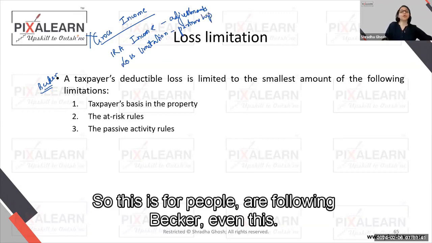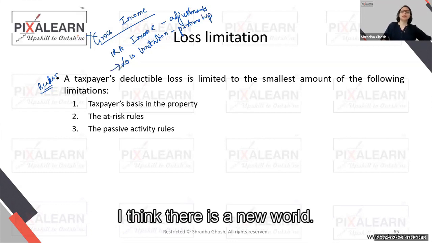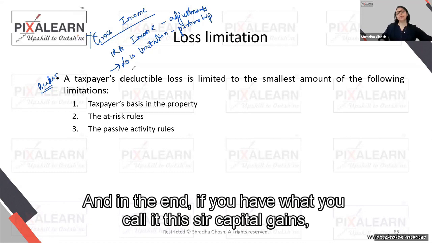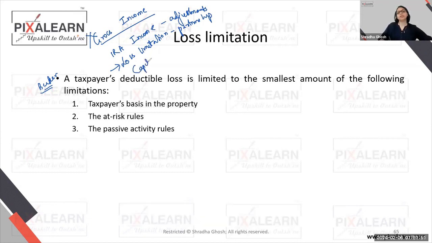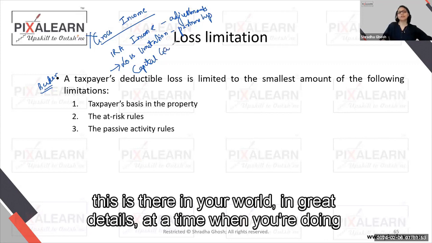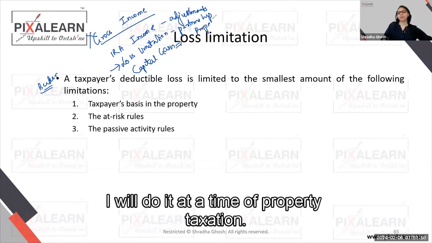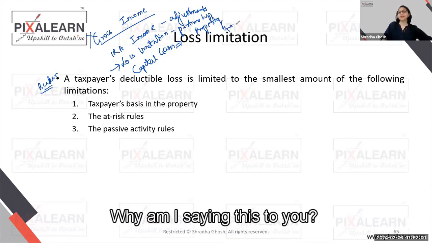So this is for people who are following Becker. Even this, I think there is a new world. And in the end, the capital gains, this is there in New World in great detail at the time when you're doing gross income. I'm not doing it now. I will do it at the time of property taxation. Why am I saying this to you?